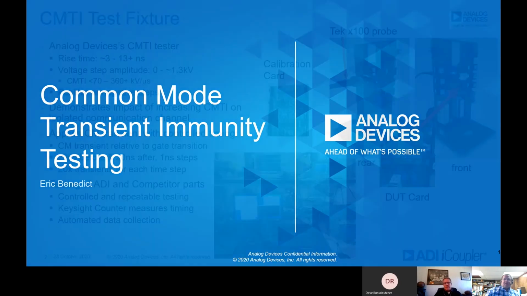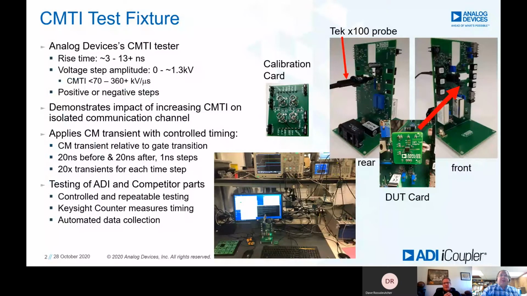Sure, happy to. So, here at Analog Devices, we're very interested in making sure we're providing parts that have world-class common mode transient immunity. And so we've been developing different generations of test fixtures to let us do that. So here's our latest iteration of a test fixture that we're using for testing our and our competitor parts. We have a very controlled, repeatable system where we put the part under test on a little test card that then plugs into the fixture. So it's very repeatable and controlled.